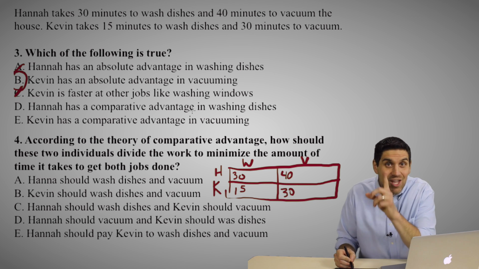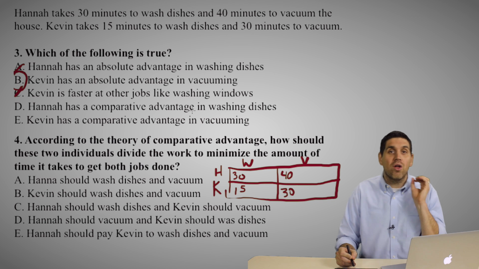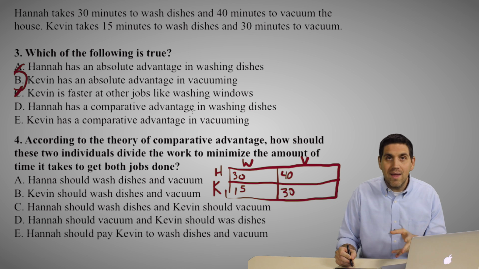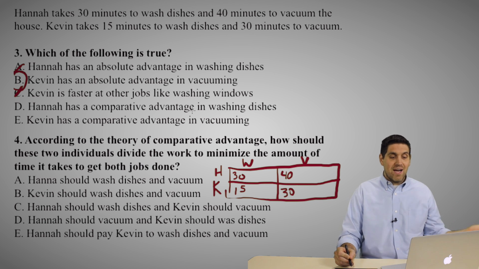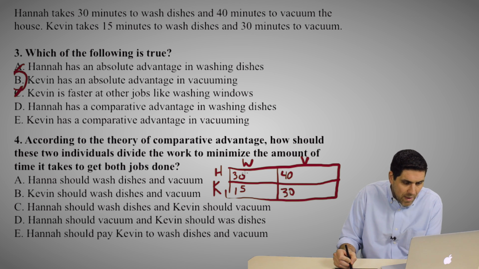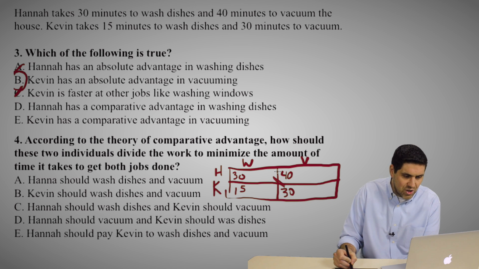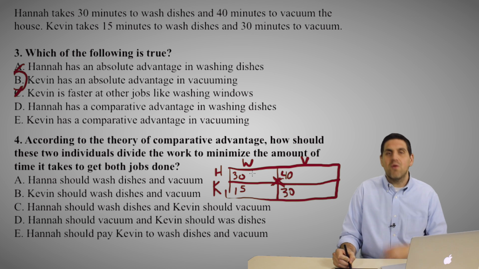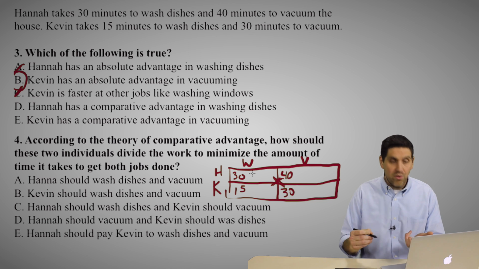Now, if you've seen the unit summary video, you learned something called the quick and dirty. Without doing calculations like you saw in the last questions, you can actually do a real quick calculation to verify you got this right. All right, there's only 2 possible outcomes when it comes to comparative advantage. Hannah should be doing the washing and Kevin does the vacuuming, or Kevin does the wash and Hannah does the vacuuming. The reason why is you can't have a comparative advantage in both.